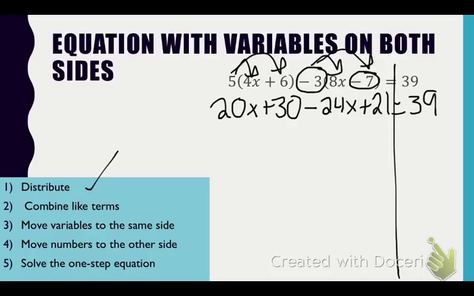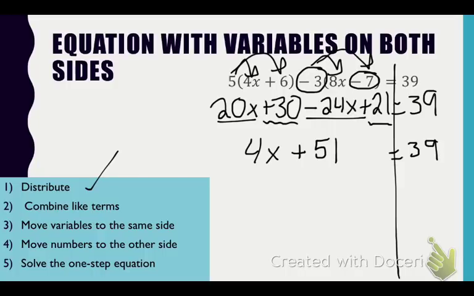So I distributed. Then I combine like terms. Combine my variables and combine my numbers. So 20x minus 24x is 4x. 30 plus 21 is positive 51, and that equals 39. Kind of wrote it far away.